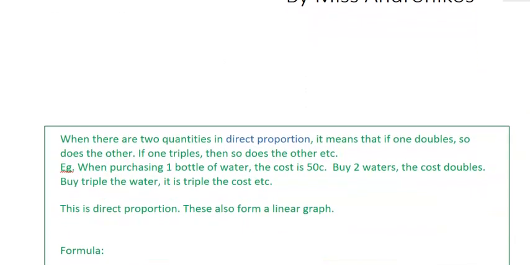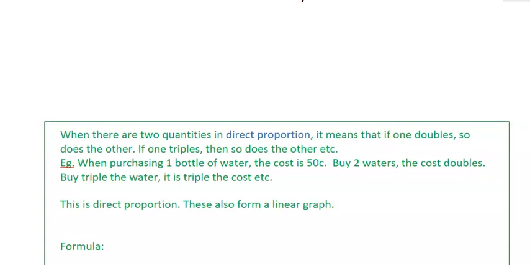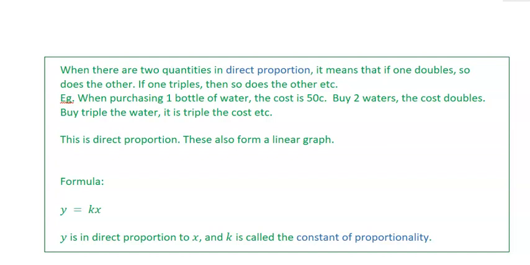When there are two quantities in direct proportion, it means that if one doubles, so does the other. If one triples, then so does the other, etc. So here's an example. When purchasing a bottle of water, let's say one is 50 cents. When you buy two, it's going to double the price. When you buy three, it's going to triple the price, etc. That is what we call direct proportion.